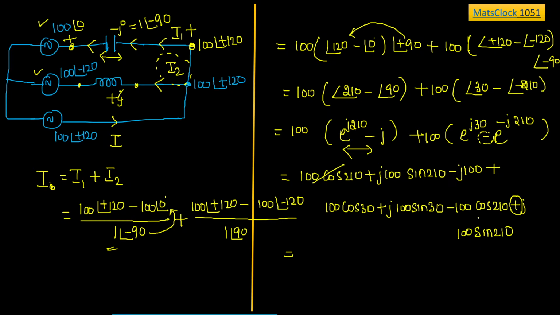100 into cos 210 minus 100 into cos 210 will be cancelled. Anything else apart from that? I don't think so. Right now you can reduce the remaining terms. J into 100 sin 210, j into 100 sin 210 will become twice. Right, so that's all. Now hereafter you will be taking care, na?